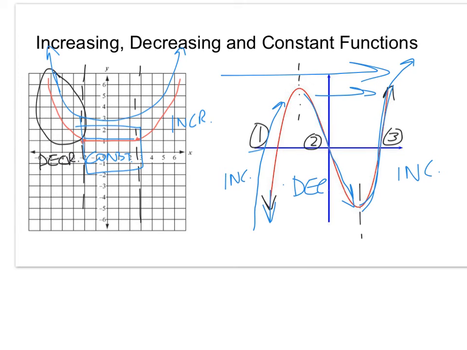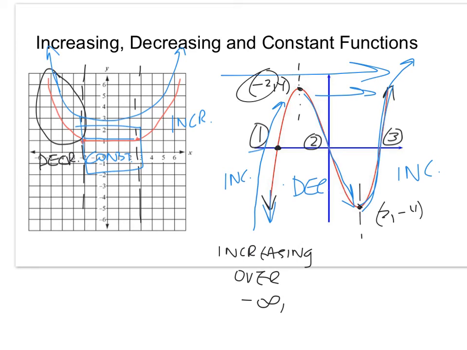And the way that we notate this is I would have to know these points here. And what I would say is, like, let's say this was 2 comma negative 4. And this was negative 2 comma 4 up here, if I was labeling these points. What I would say is, the function is increasing over negative infinity to negative 2.